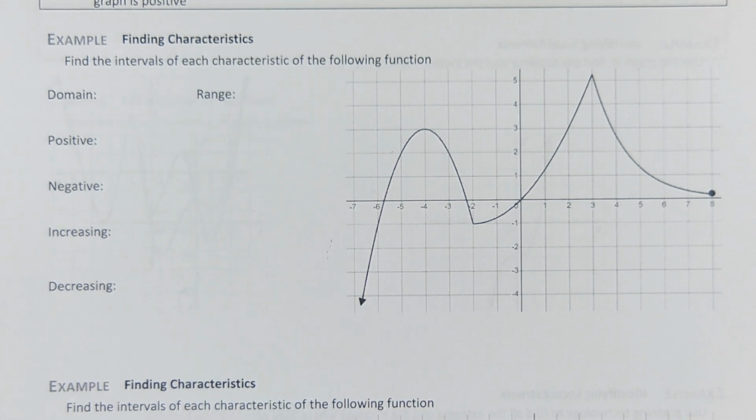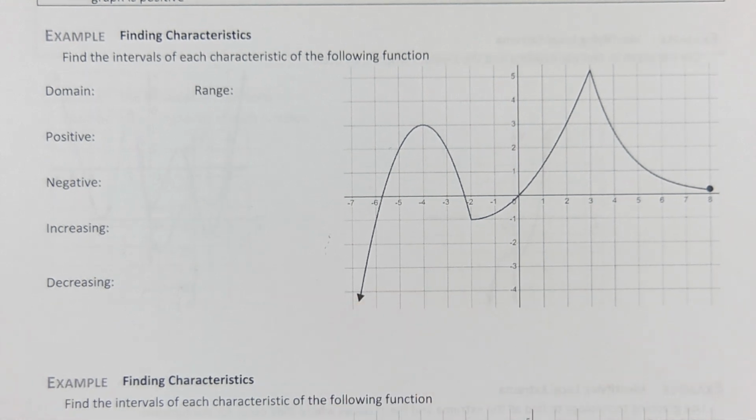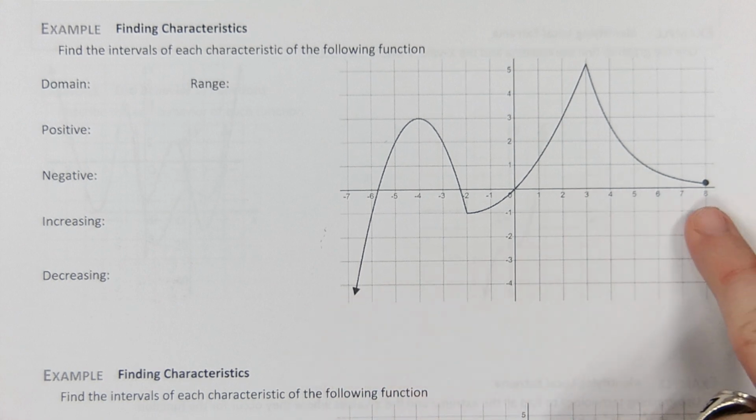Our domain is all of the x values that our graph covers up. Do I have a brave volunteer that wants to tell me what they think the domain is in interval notation? Seeing that this arrow points down and to the left, and that is an endpoint.